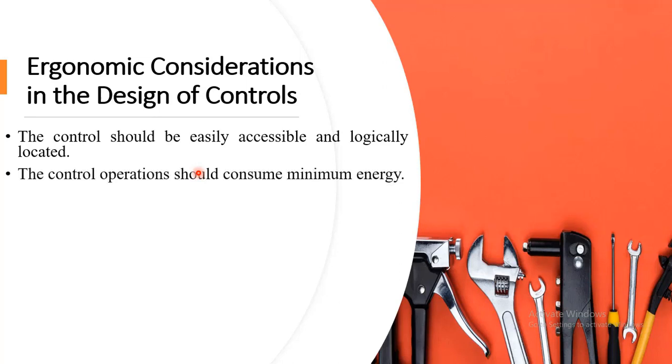The operations should consume minimum energy. If we design and position controls in such a way that they consume the minimum energy, then most of the energy of the person working on the machine will be utilized in working only. It should not be invested in control operations. So we have to position the controls in such a way that they consume the minimum amount of energy of the worker.